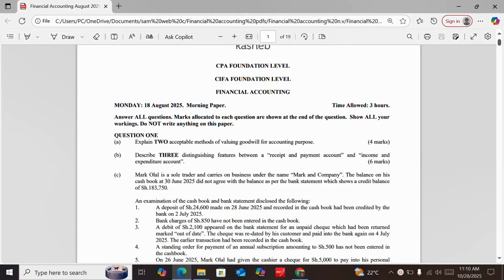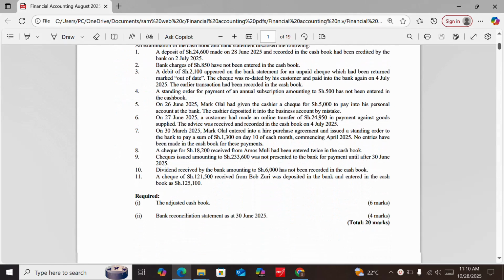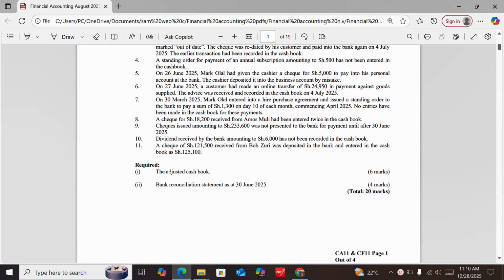B, describe three distinguishing features between a receipt and payment account and an income and expenditure account. C, required the adjusted cash book and the bank reconciliation statement as at 30th June 2025.